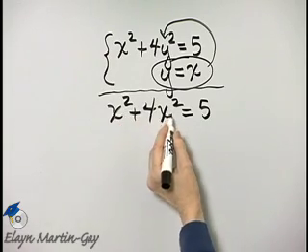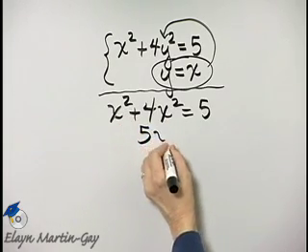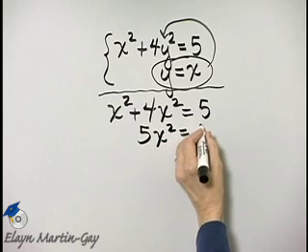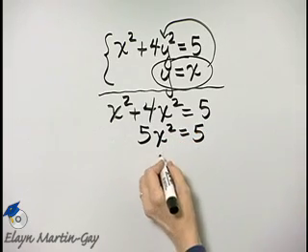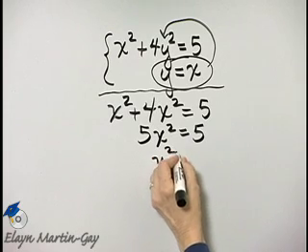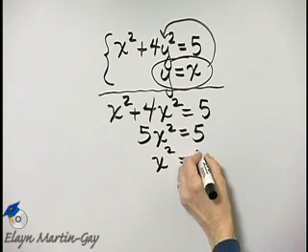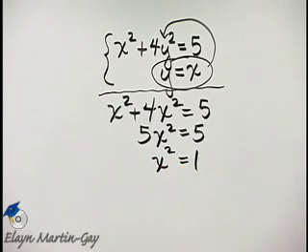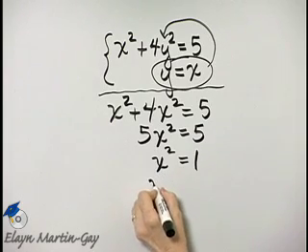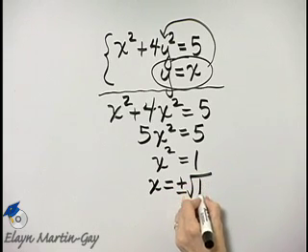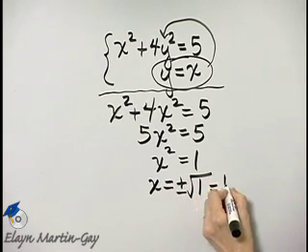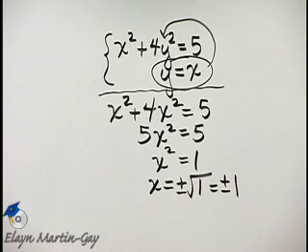What is x squared plus 4x squared? Well, that's 5x squared is equal to 5. If you divide both sides by 5, you'll have that x squared is equal to 5 divided by 5, or 1. Then do not forget your square root property. x is then equal to plus or minus the square root of 1, which is plus or minus 1.